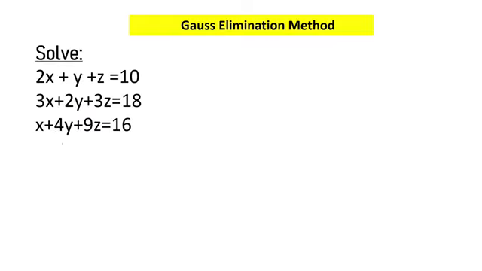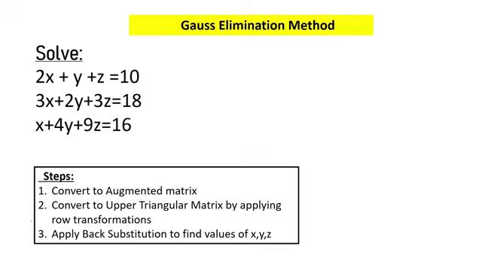So to apply the Gauss elimination method, we have to follow some certain steps. And these are those steps. First, we have to convert this system of linear equations into an augmented matrix. Second, we have to convert this augmented matrix into the upper triangular matrix. And how can we do that? By applying row transformation operations. And lastly, to find the values of x, y, and z, we have to apply the back substitution method.